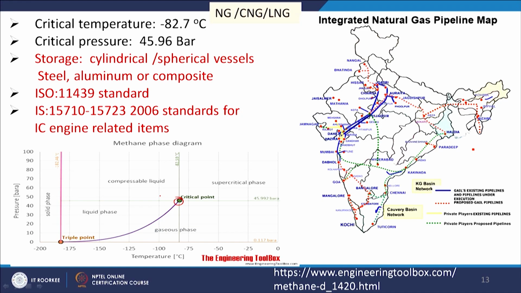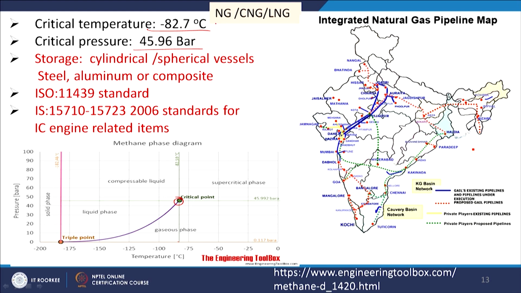So, if we can change the temperature and pressure, it can be converted to liquid phase, or it can be compressed. Some pressure-temperature curve here shows that this is the critical point for the natural gas. The critical pressure is equal to 45.96 bar and temperature is minus 82.7. Our normal temperature is say 30 degrees, so in that case it comes into gas phase.